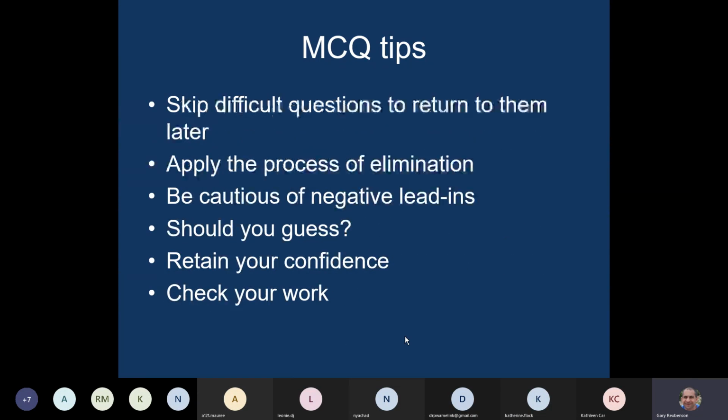A couple more tips on MCQs. Don't spend long periods of time on difficult questions. Just make a note somewhere that you're going to come back to it. Apply the process of elimination. What that means is, going into a question, if you know nothing about what the answer is and you were to guess, you've got a 1 in 4 chance of getting it right.